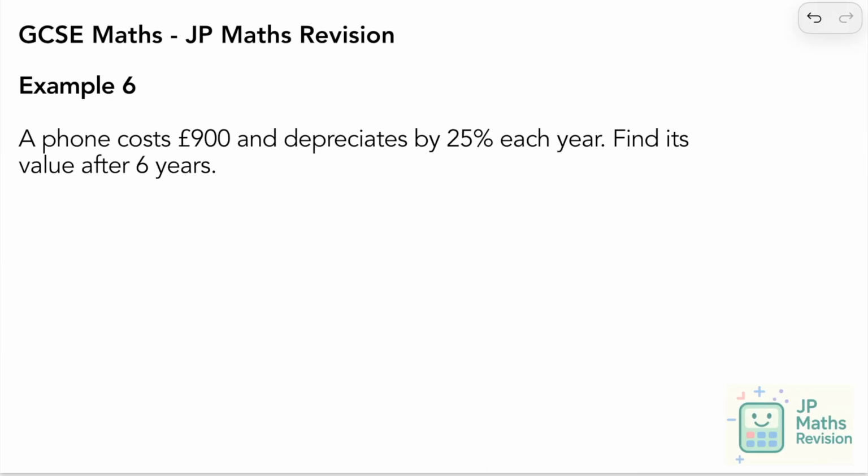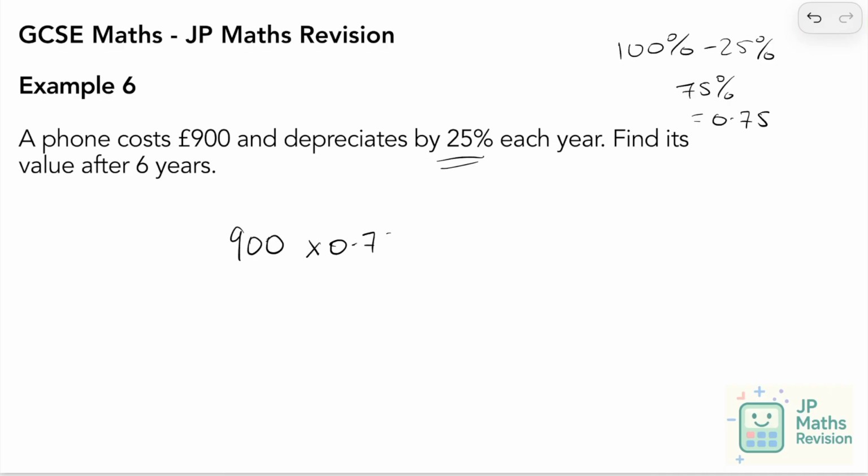Here's another example. So a phone costs £900 and it depreciates by 25% each year. Find its value after 6 years. So if it's depreciating by 25% each year, we always start off with 100% and we're getting rid of 25% each year. So we end up with 75%. So that's 0.75 as a multiplier. So we start off with £900 and we times that by 0.75, and we want to find the value after 6 years. So it's to the power of 6. So that is going to be £160.18.